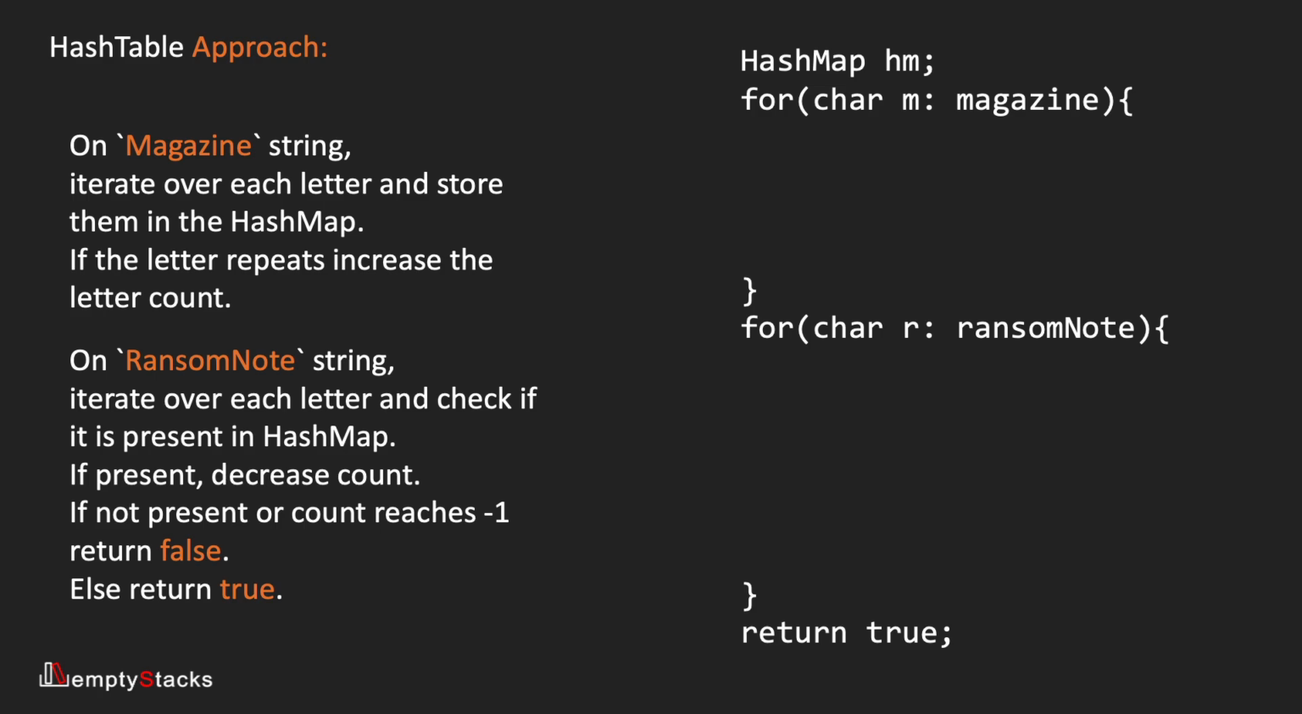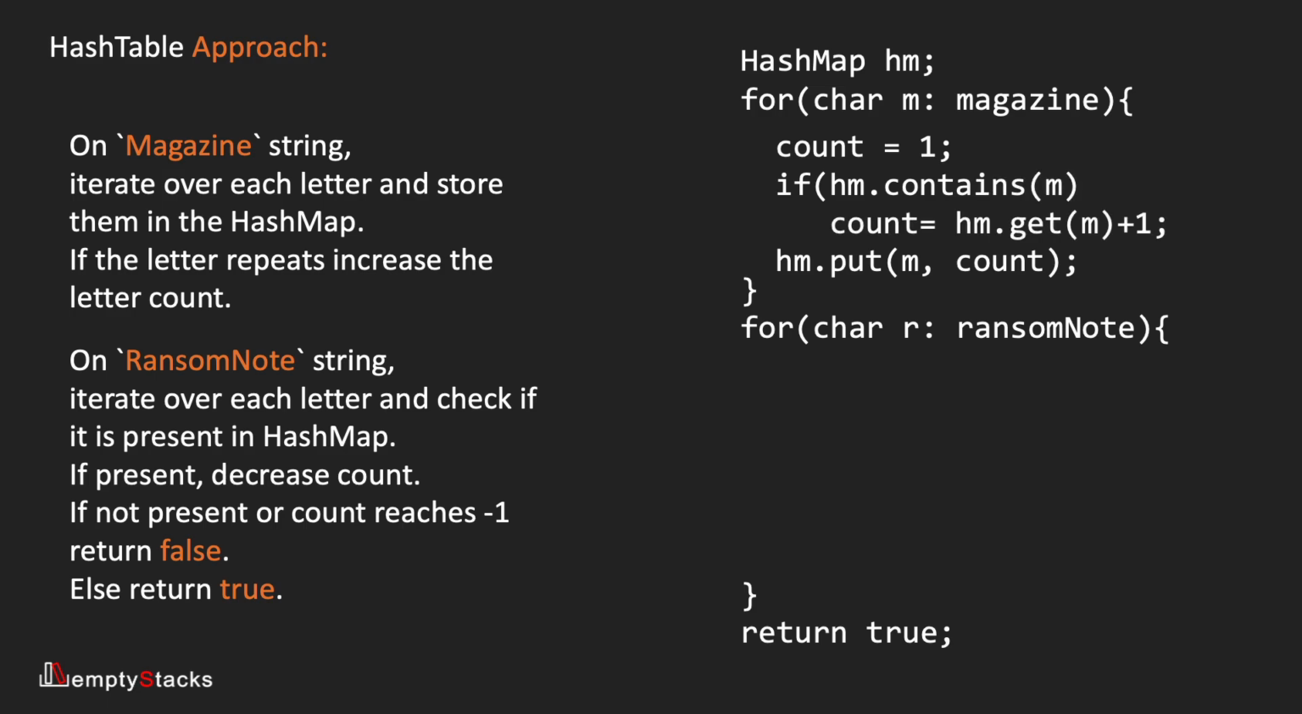Now when iterating over the magazine, we want to store the current character and its count in the map. So we create a count variable, initialize it with 1, and put it in the map with the character M as the key and count as the value. But if the character was already added to the map, we get the current count from the map, add 1 to it, and put it back in the map.